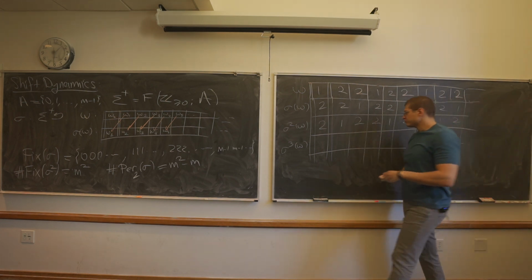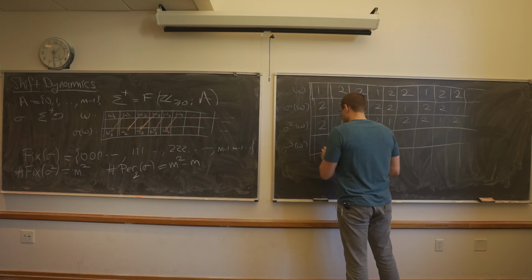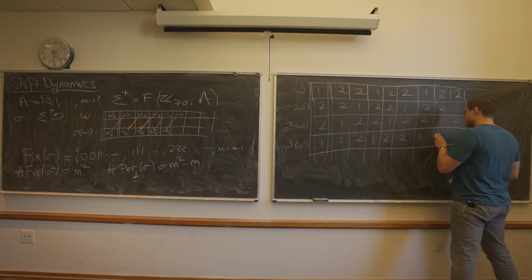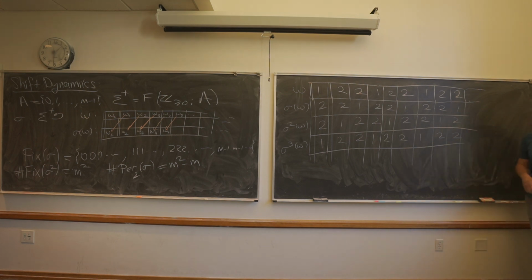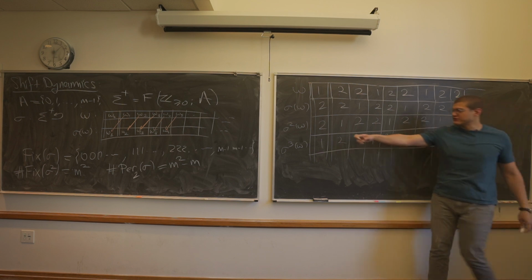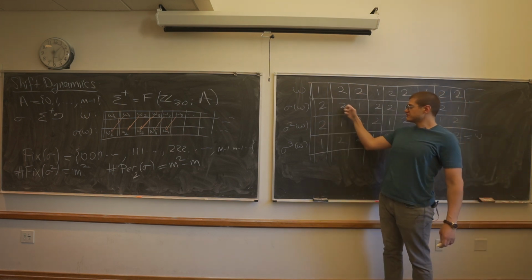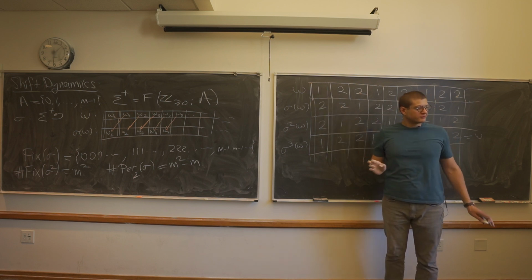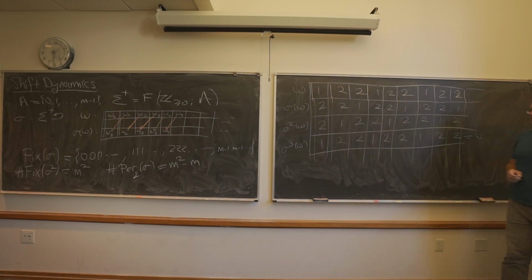And then if I were to do this once more, this is the same thing as omega. This is not omega, because the first entries are different. This is not omega, because again, the first entries are different. Does this make sense? Yes. Okay. Any questions about this?